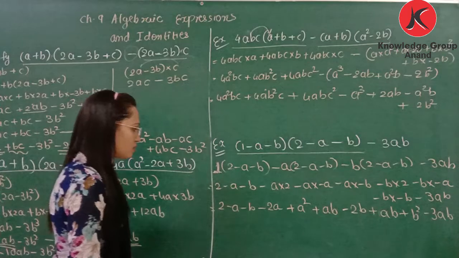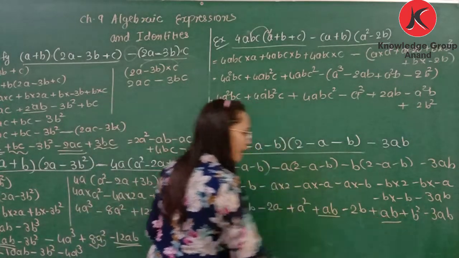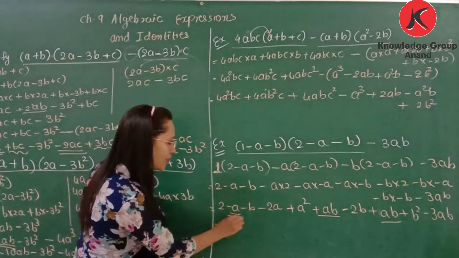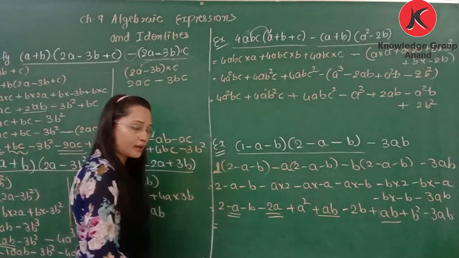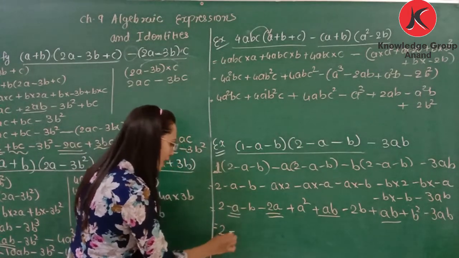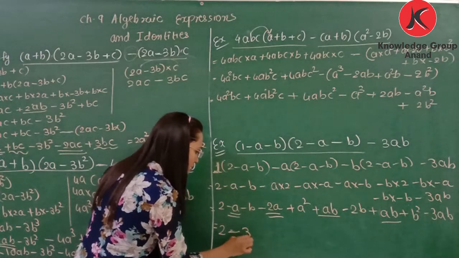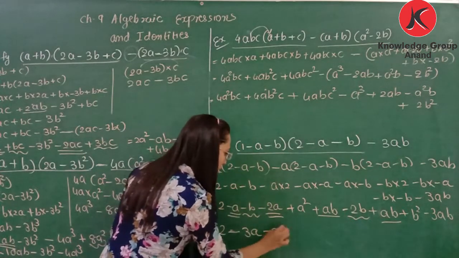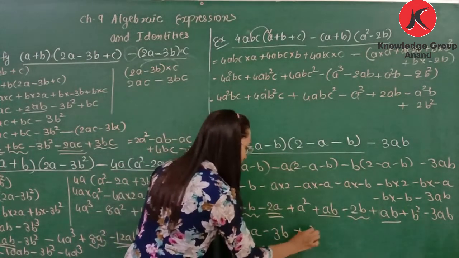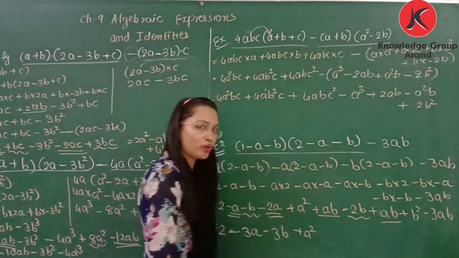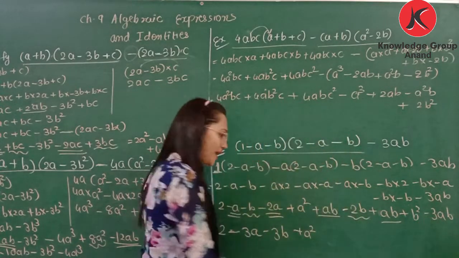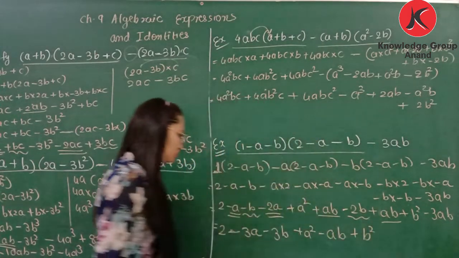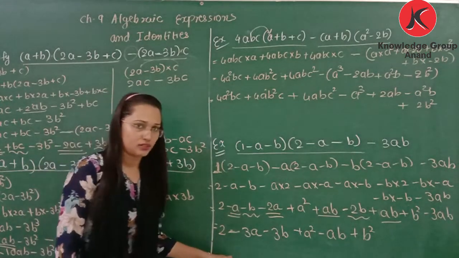Now find out the like terms. ab and ab. Also minus a. Is there any term with a? Yes, minus a. So 2 minus a minus 2a become minus 3a. Minus b minus 2b become minus 3b, plus a square. ab plus ab, 2ab minus 3ab become minus ab, plus b square. Now, this will be our answer because all are unlike.